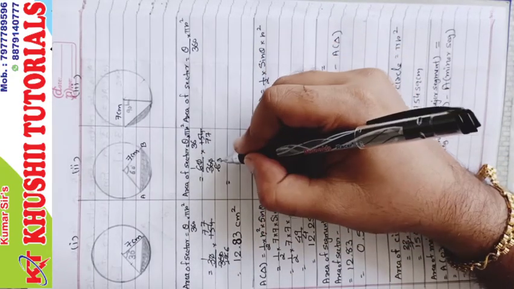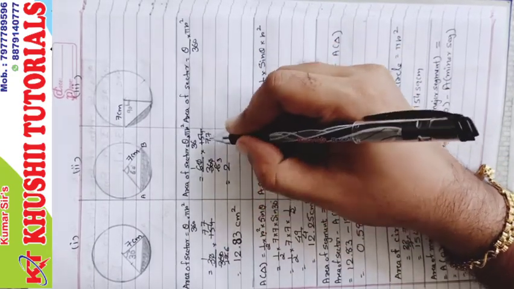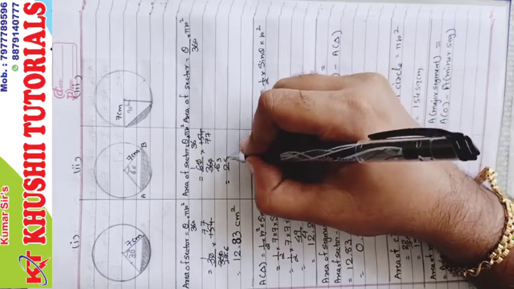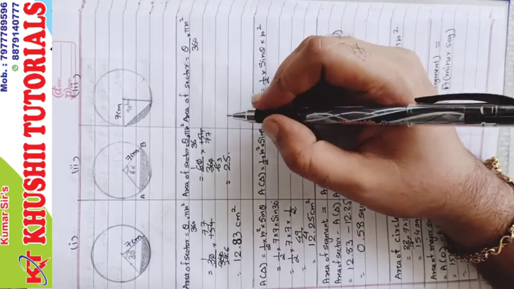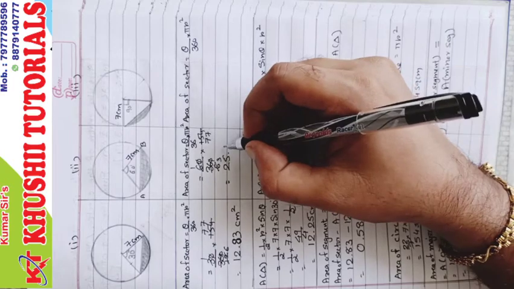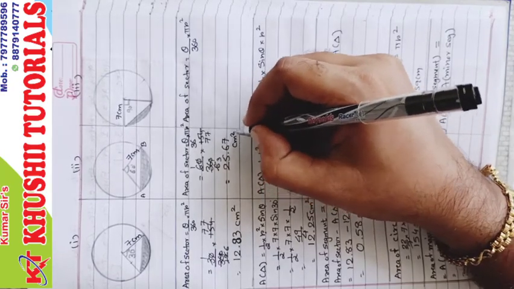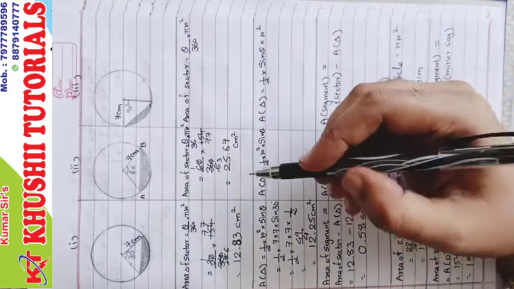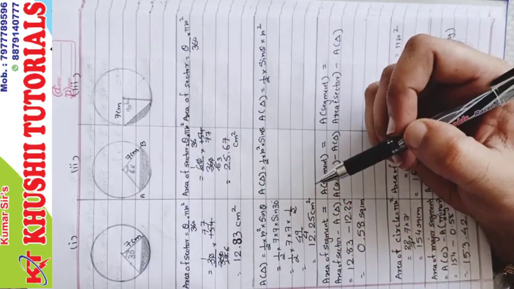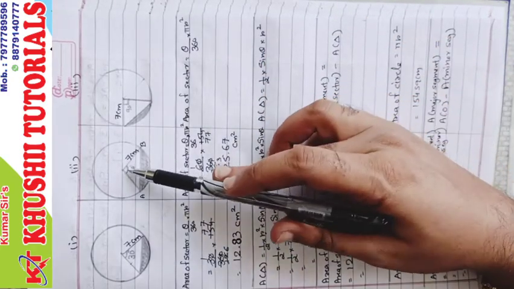77 divided by 3. 3 2s are 6. 3 5s are 15, right? 2 left. 20. So 6666 will come. So 67 centimeter square, because 6666 will come. So 25.67 centimeter square is the area of this sector.